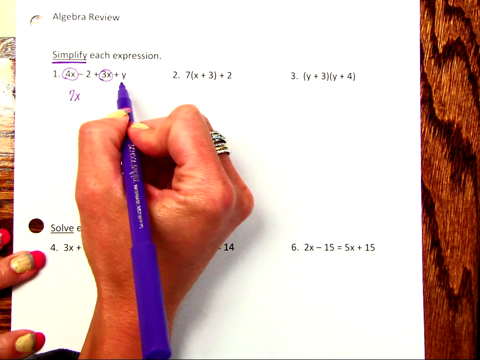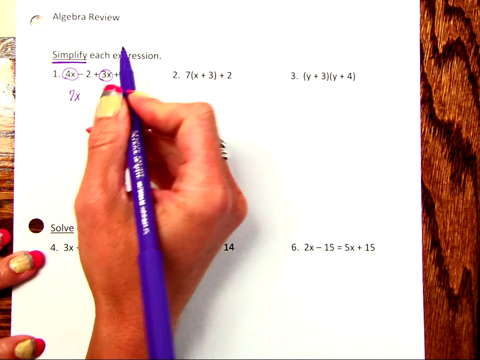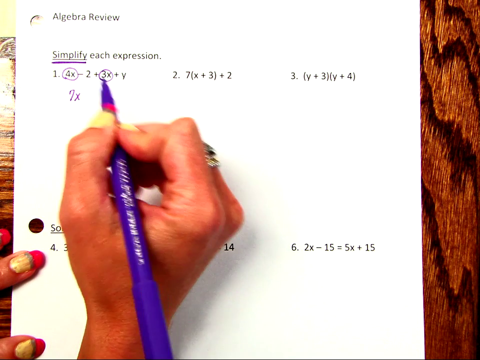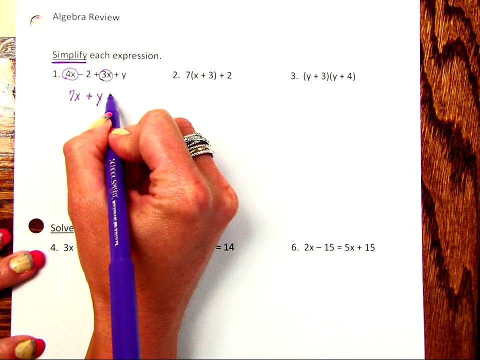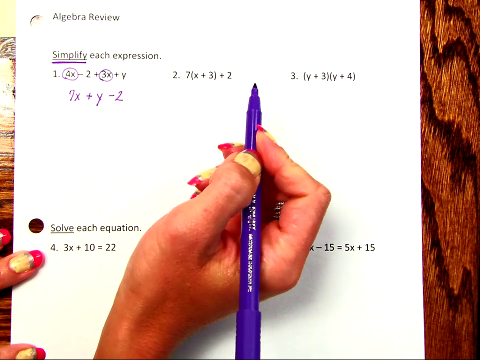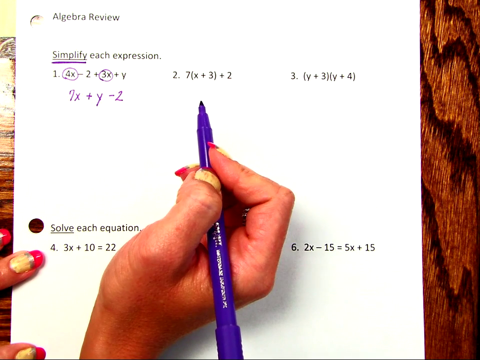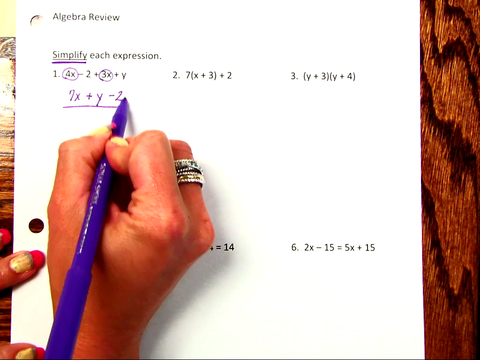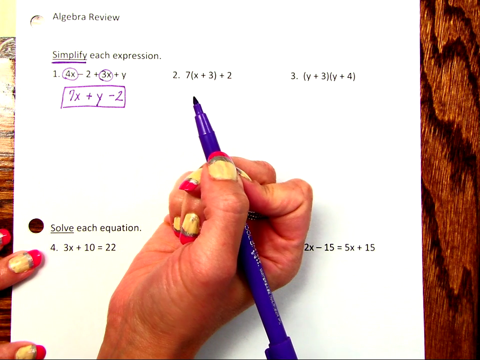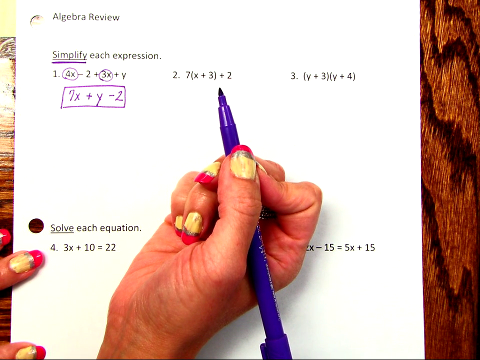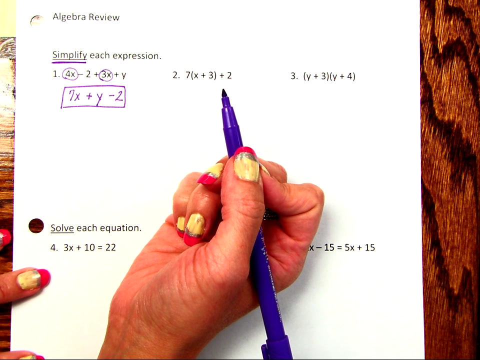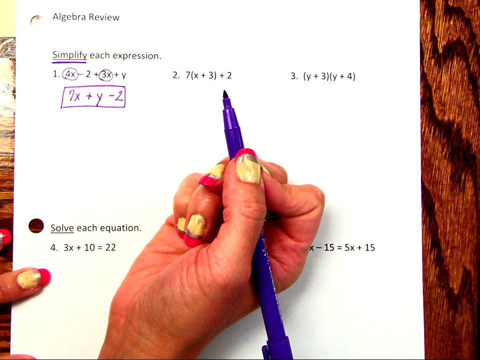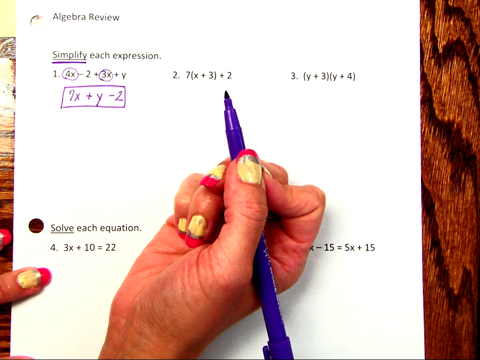I have a y over here, but I cannot combine an x and a y. They are not like terms, so I'm going to have to leave that separate, and I also have a minus 2. So 7x plus y minus 2 is as simple as I can make that expression, and that would be my final answer.